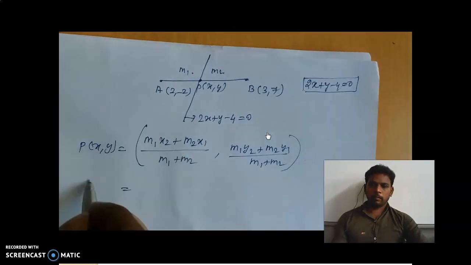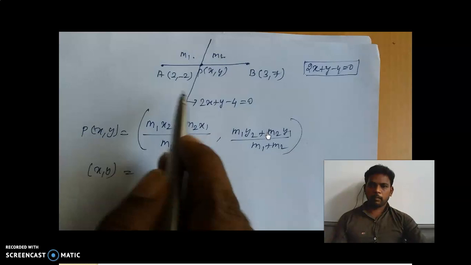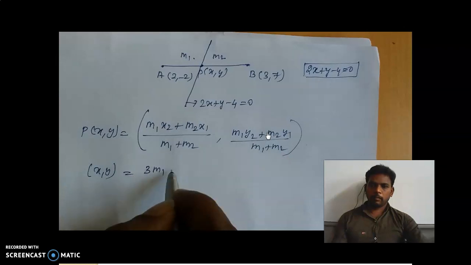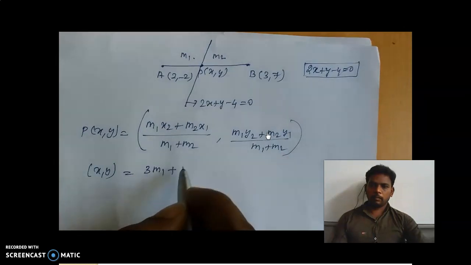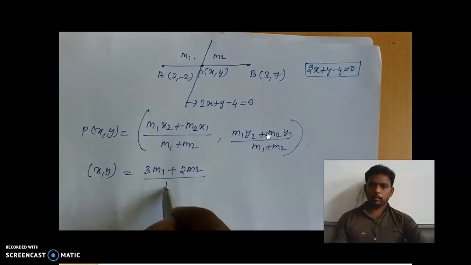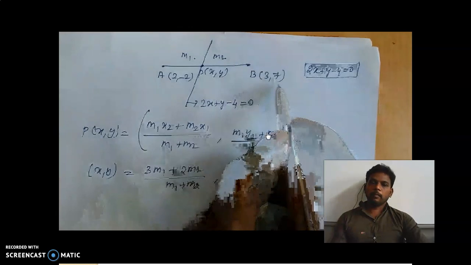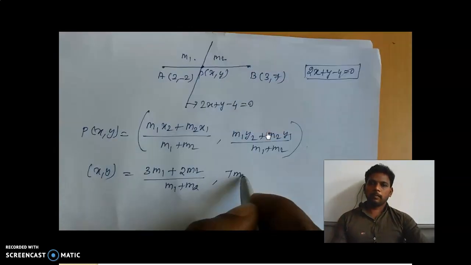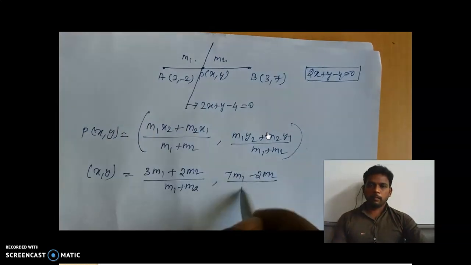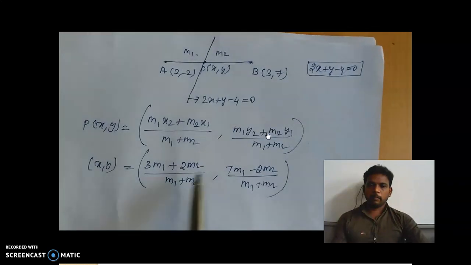So here you can take this as x comma y as it is. Okay, and what is m1 as it is only, and x2, so this one x1 y1, x2 y2. So x2 is 3, so 3 m1 plus x1 value 2 here, so 2 m2 divided by m1 plus m2 comma, and next m1 y2. So what is y2? y2 is 7, so 7 m1, and y1 is minus 2, so minus 2 m2 divided by m1 plus m2.